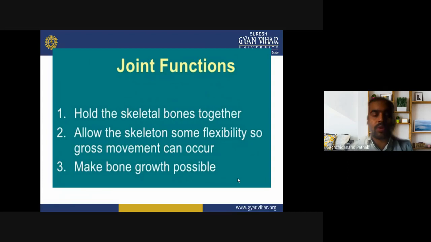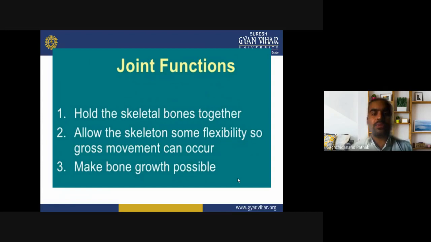We can walk because we have joints at the knee. Can you imagine walking without bending your knee? How difficult it would be to walk without bending your leg. So joints hold the skeletal system together. All the bones in the skeleton are held together by the joints. The first function of the joint is to hold the skeleton bones together.